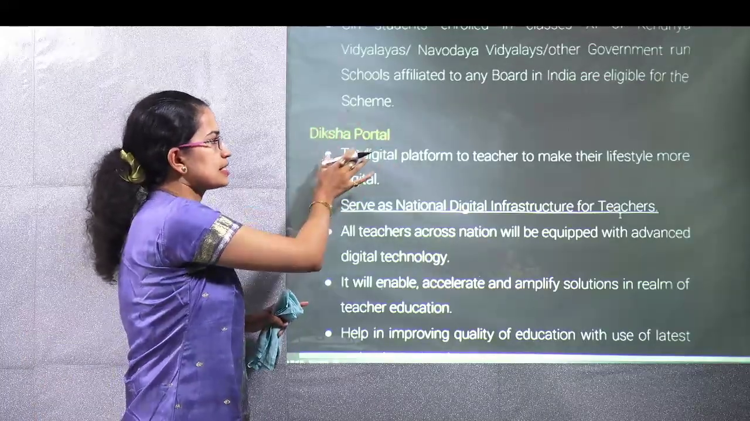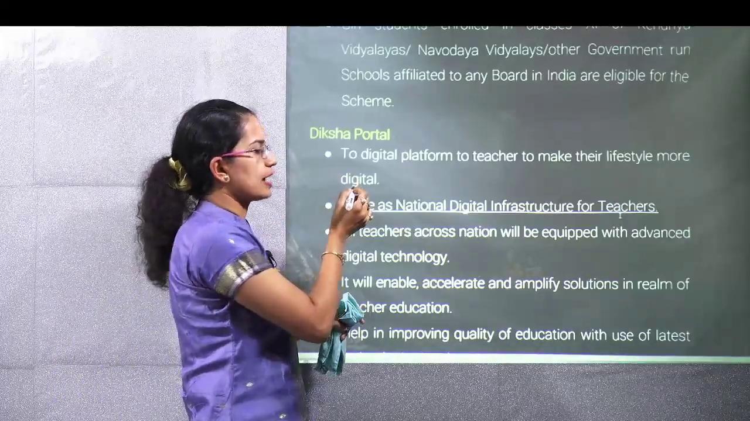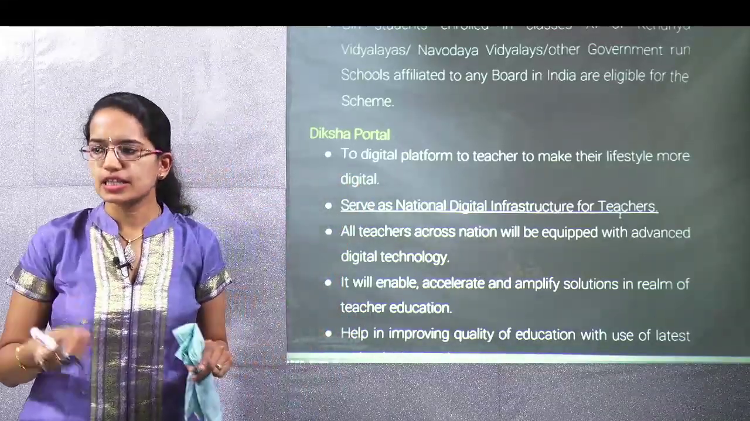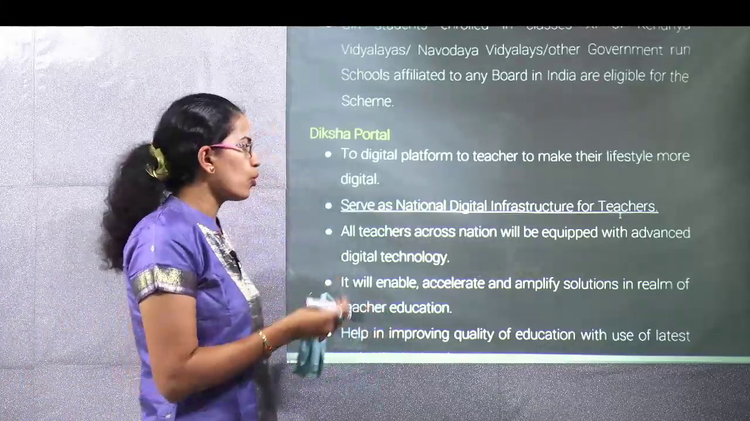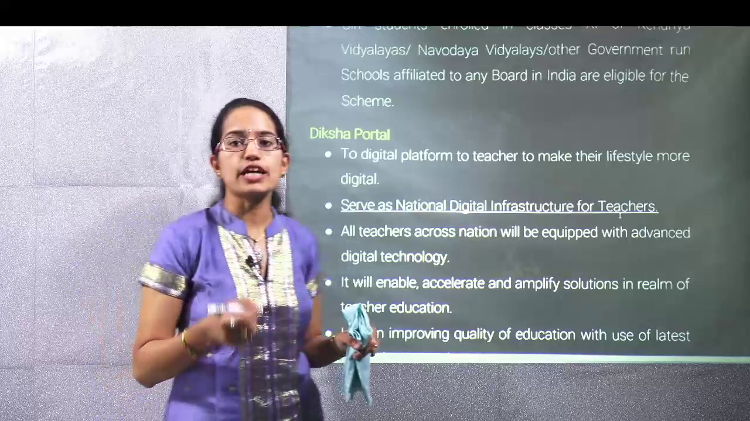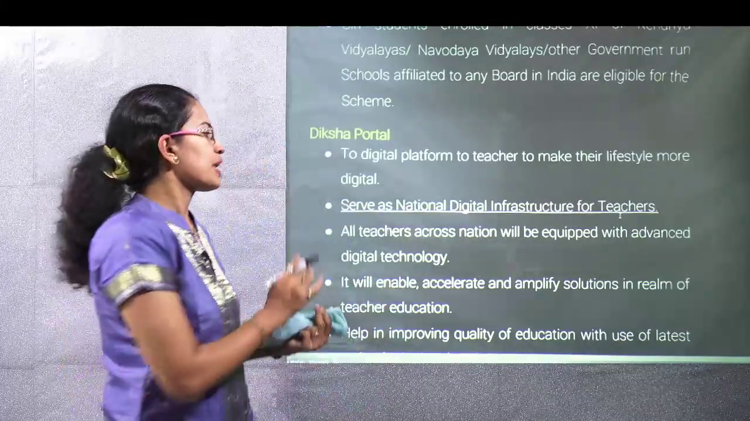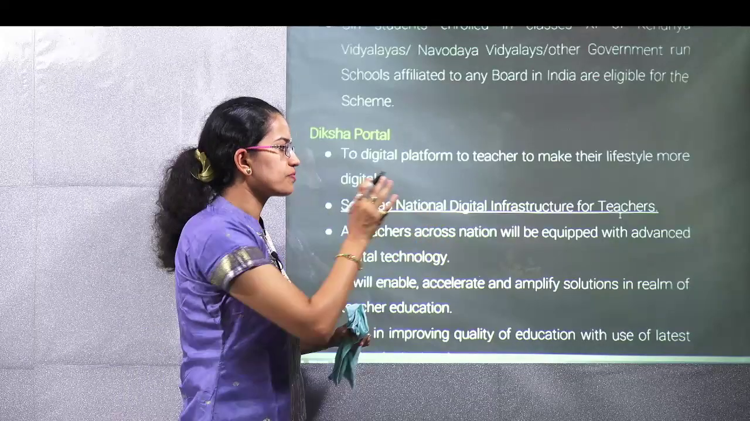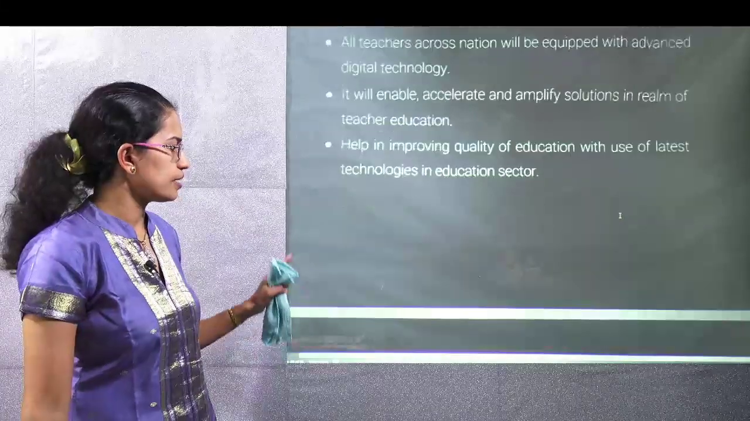Now the next is Diksha portal. Under this, it's important to understand that we are providing a digital platform to the teacher to make their lifestyle more digital and more friendly with the systems these days, and it serves as a part of national digital infrastructure for teacher. So that's again very important.